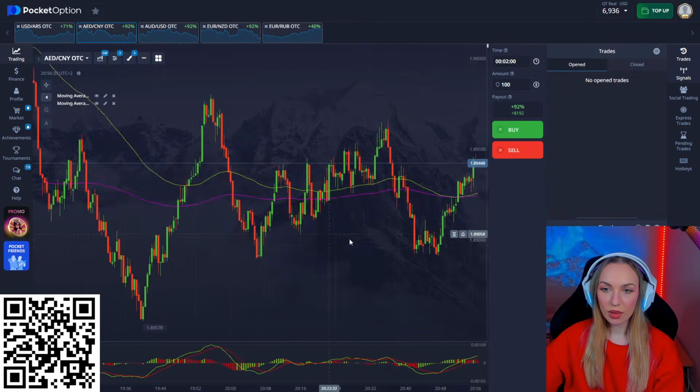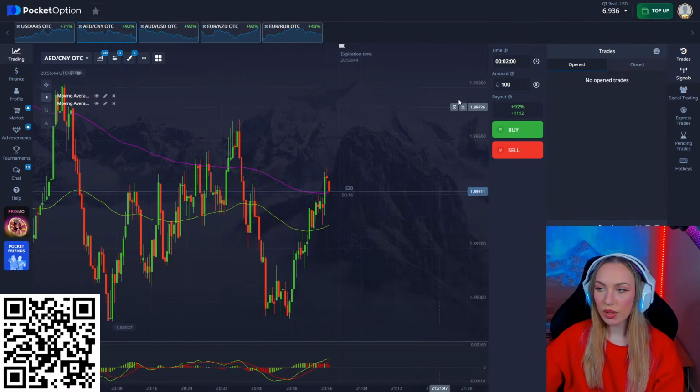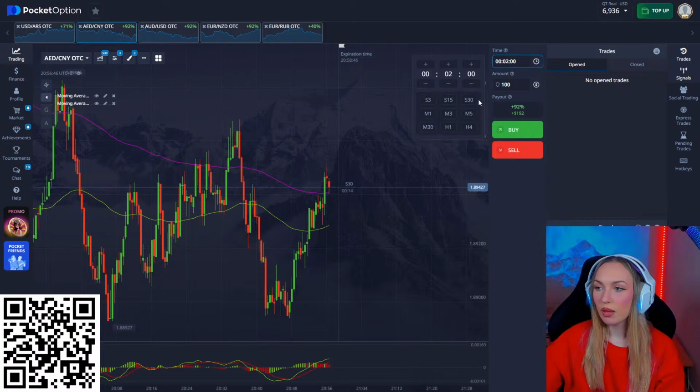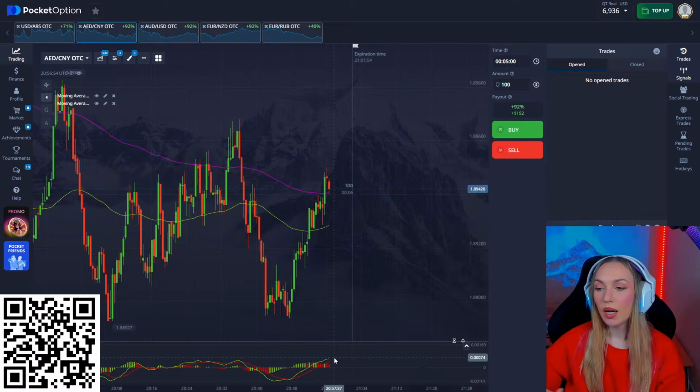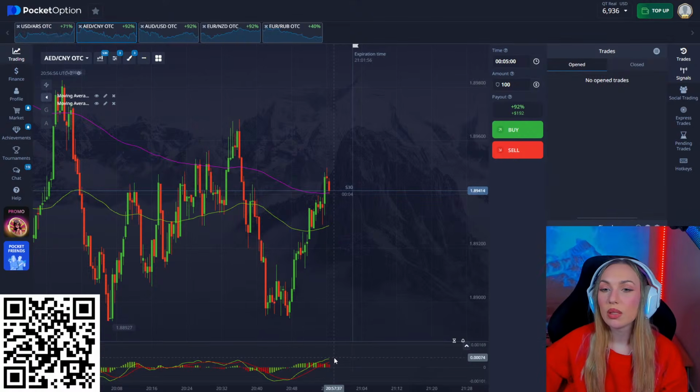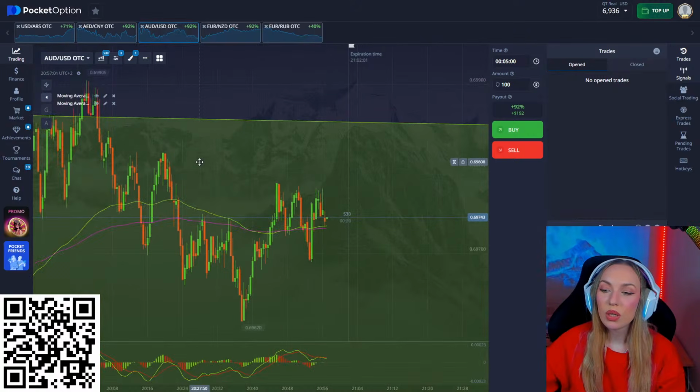Okay, I remember that on AED/CNY I opened the trade in the downward direction, I think, and it was profitable, so I think I can open the downward trade again for 5 minutes soon. The MACD lines are already in the overbought zone, we just wait for them to cross. And we can open the trade in the downward direction. AED/CNY and AUD/USD, we are still watching.